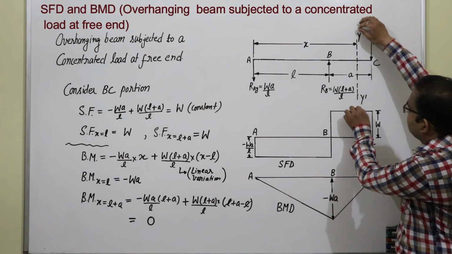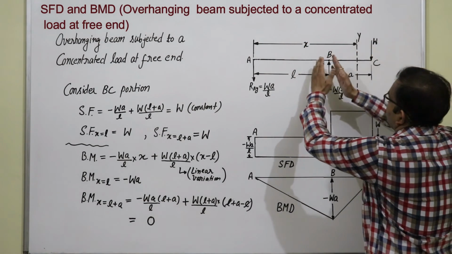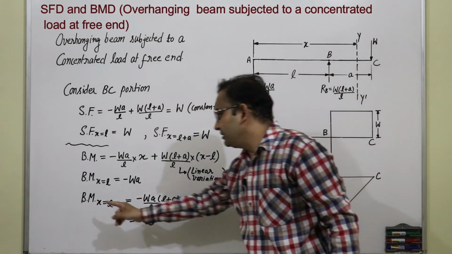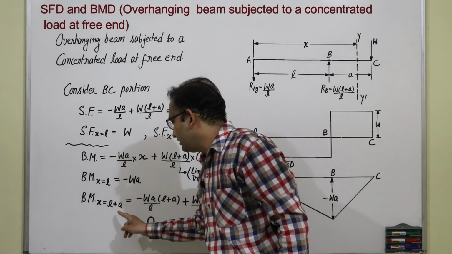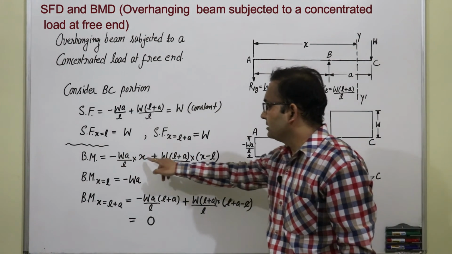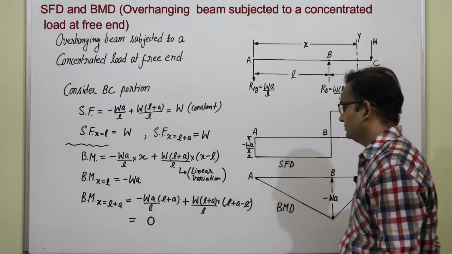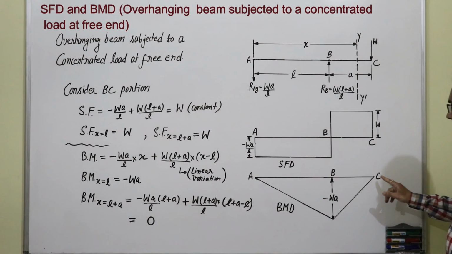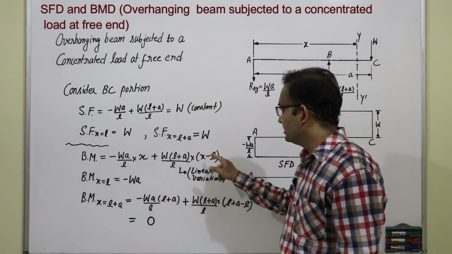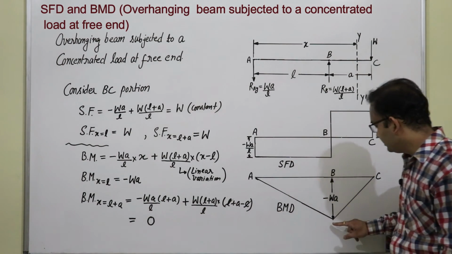After that, I will slide this section up to the point C. So, x will increase and it will become this distance, L plus A. Bending moment at x equal to L plus A, this is the general equation. I will keep here x equal to L plus A, so I will get 0. So, at point C, bending moment is 0. We can see here it is a linear equation in x, so we will get a straight line.